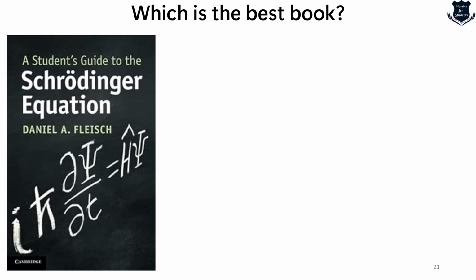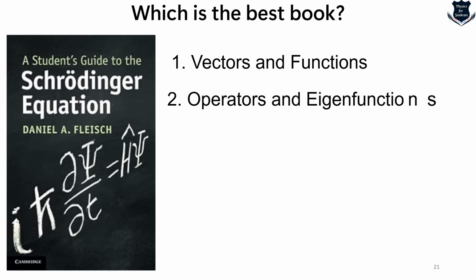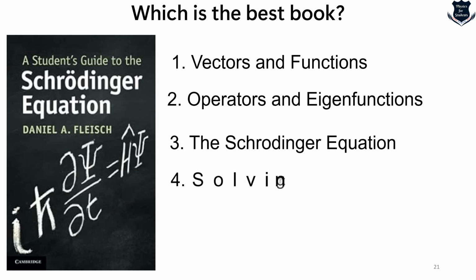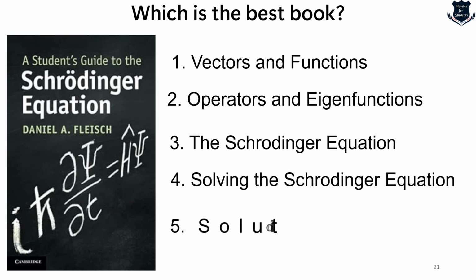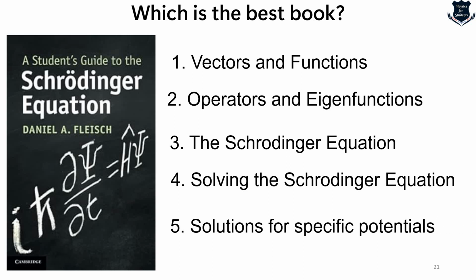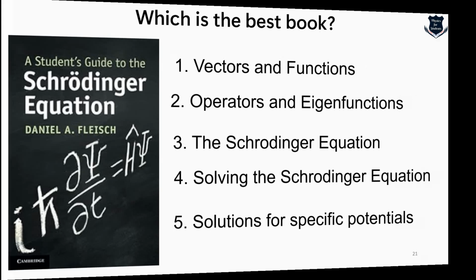So the book has been arranged in this way. First is vectors and functions, obviously to give you a strong understanding of what vectors and functions are. Then it will move into operators and eigenfunctions. Third would be the Schrodinger equation. Fourth would be solving the Schrodinger equation. And fifth would be solutions for specific potentials. Very simple. 5 essential chapters, and these are the key to unlock the mysteries of the Schrodinger equation.